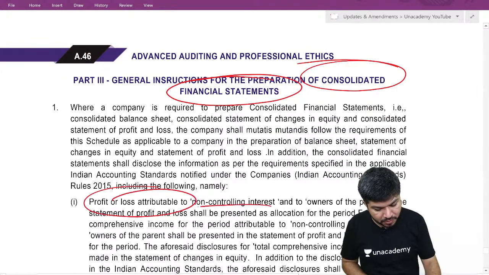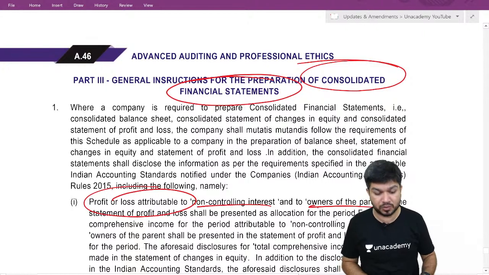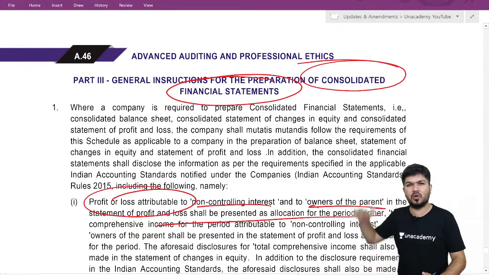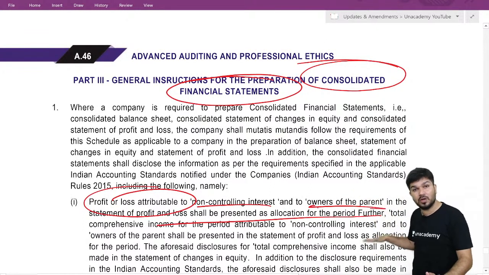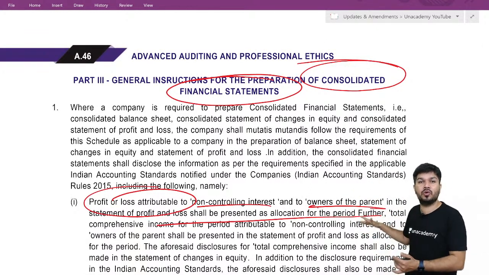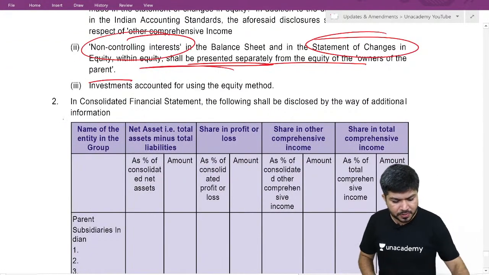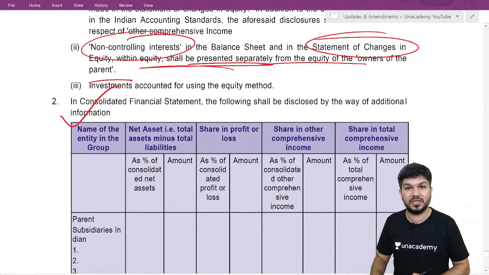The profit attributable to NCI and owners of parent is to be shown as allocation in the P&L only. The normal profit, OCI, total comprehensive income, is allocated to owners of parent and allocated to NCI. And this is one statement which is to be disclosed in the notes.